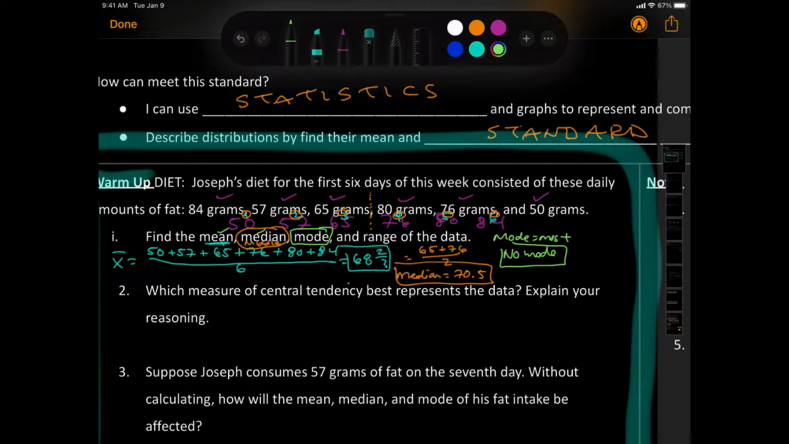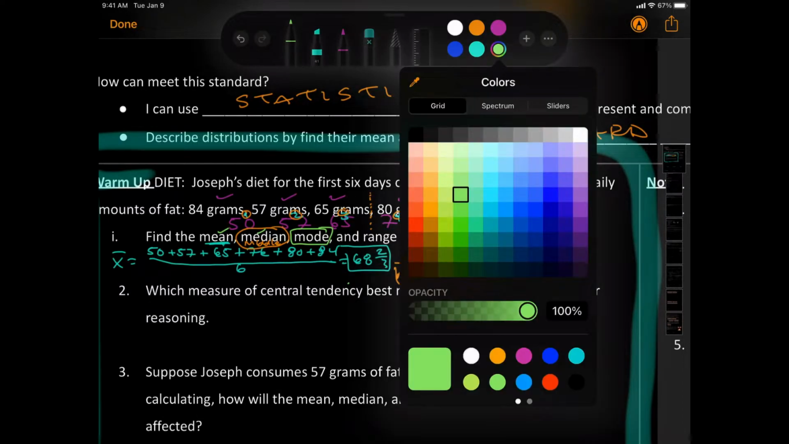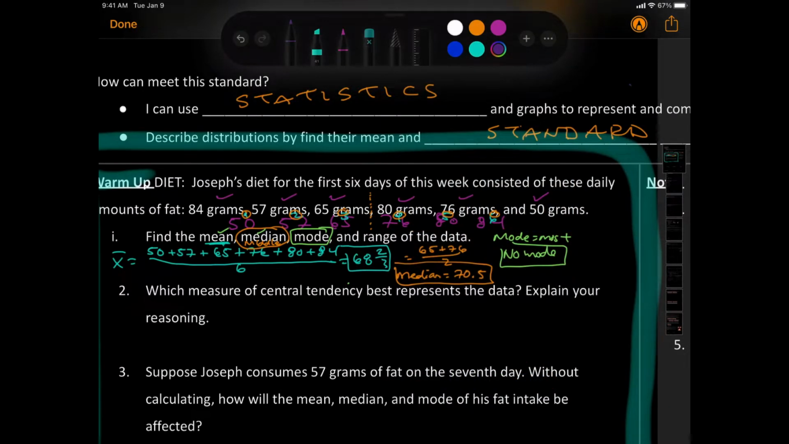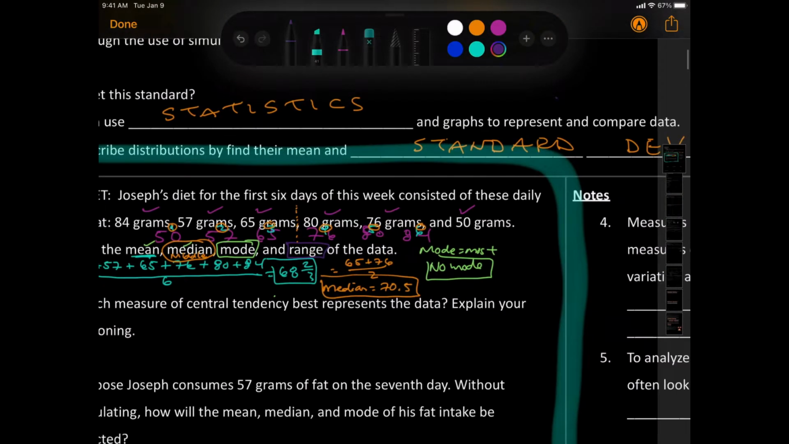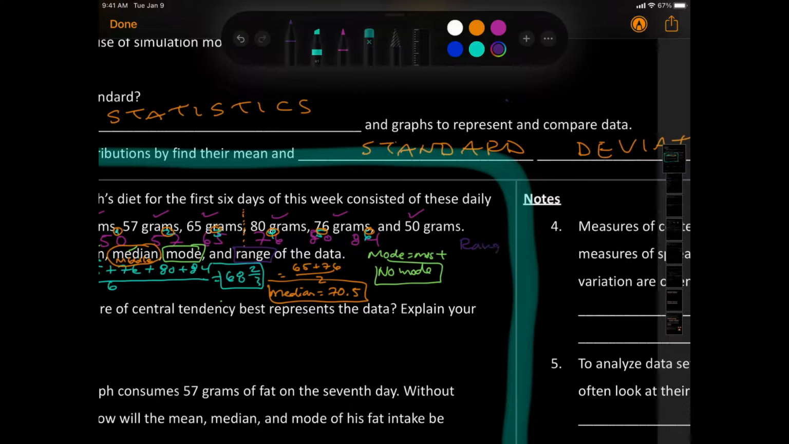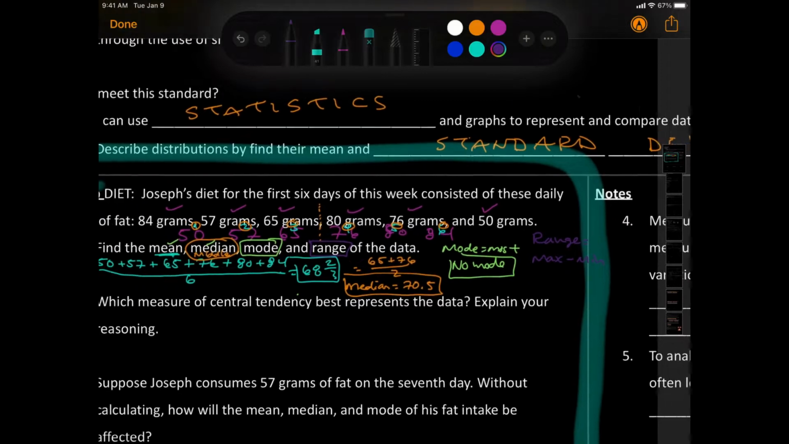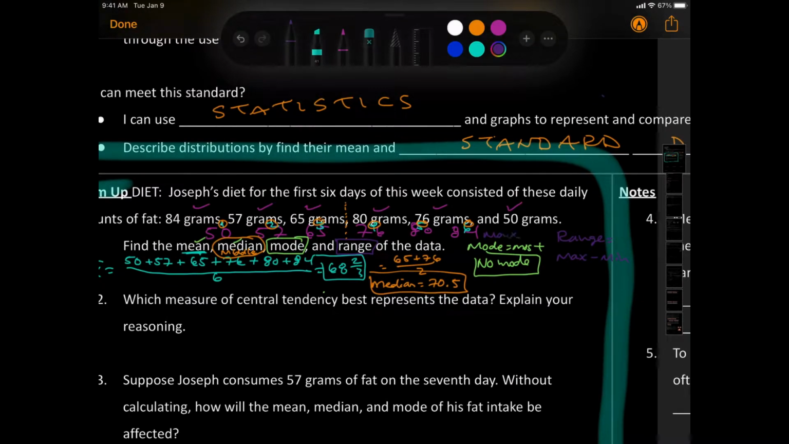Okay, and then the last one, we have the range. Okay, so the range is the max minus the minimum. So the largest number, which is 84, and the minimum, which is 50. So that would be 84 minus 50, which gives us a range of 34.